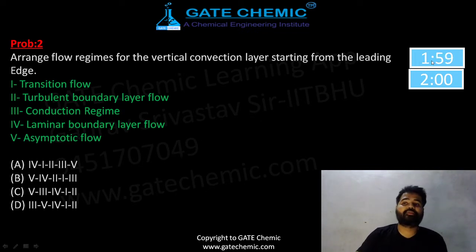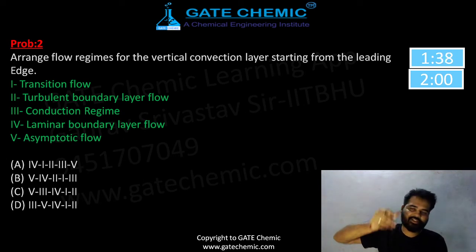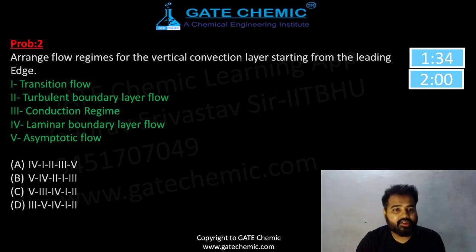Match the column. Just tell me the right sequence, starting from the leading edge. Arrange the flow regimes for the vertical convection layer starting from the leading edge. That means flow over a flat plate is going there, and the regimes start from the leading edge: first regime, second regime, third regime, fourth regime, fifth regime, because 5 regimes are there. Options A, B, C or D.